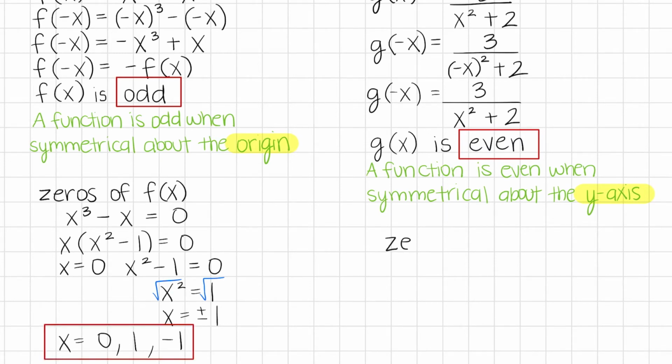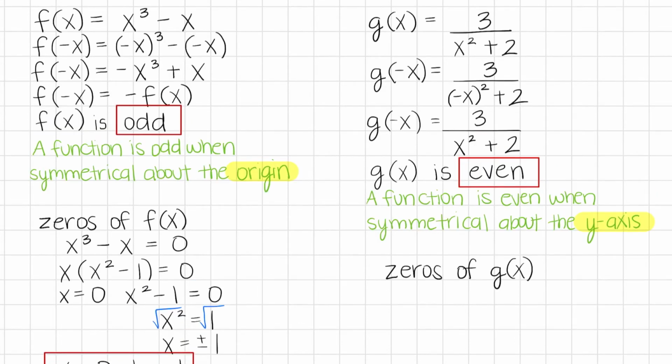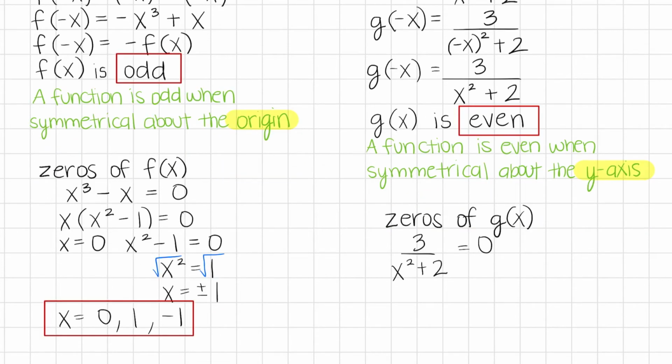Now let's find the zeros of g of x. We would set that function equal to 0, so 3 over x squared plus 2 equals 0. And in this case, when simplifying, you would take that x squared plus 2 and multiply it to the other side times that 0. But if you do that, you get 3 equals 0, which is undefined. Therefore, g of x does not have any zeros. Now let's graph these functions.